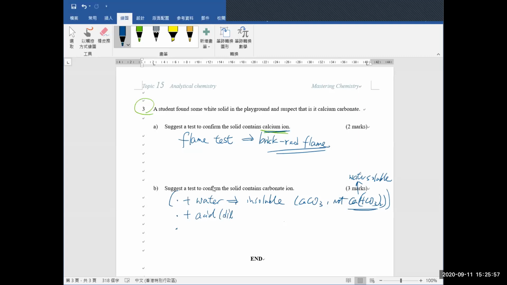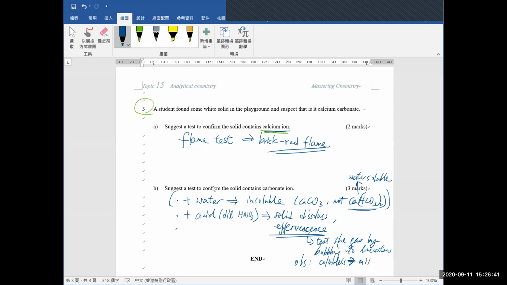Dilute nitric acid, yes, or dilute HCl is also okay. Once I add it to acid, the solid will dissolve, and there will be effervescence, formation of gas bubbles. Then you test the gas by bubbling it into lime water. The observation will be from colorless to milky.